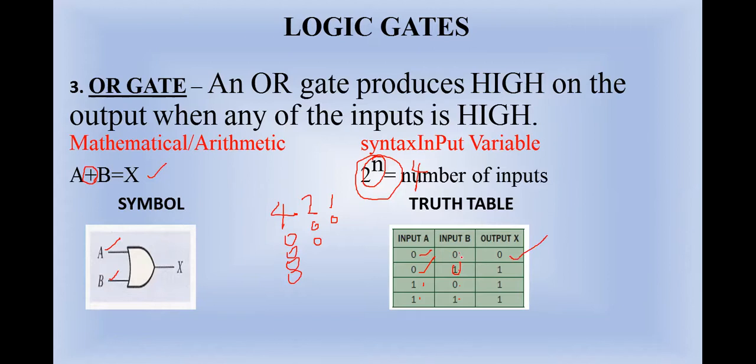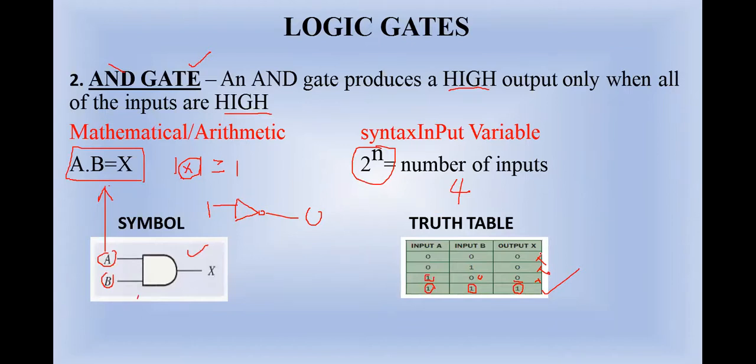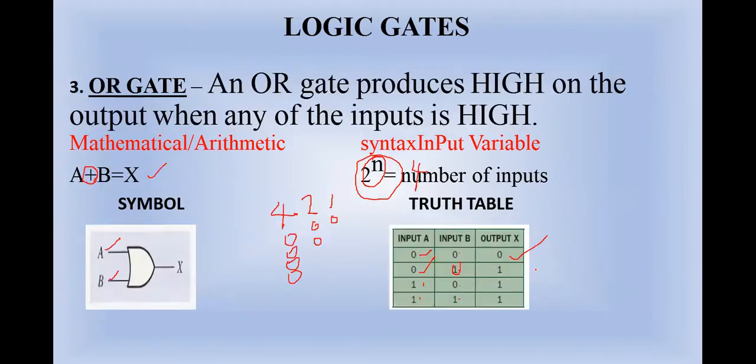So systematically, starting from the NOT gate, it gives you a high when the input is 0. It's an inverter. It converts what is there at the input to the opposite at the output. If it is 0, the output is going to be 1. That is the NOT gate. Then the AND gate, it produces a high only when both of the inputs are high. Then when we come to the OR gate, it produces a high as long as in the input there is a high.